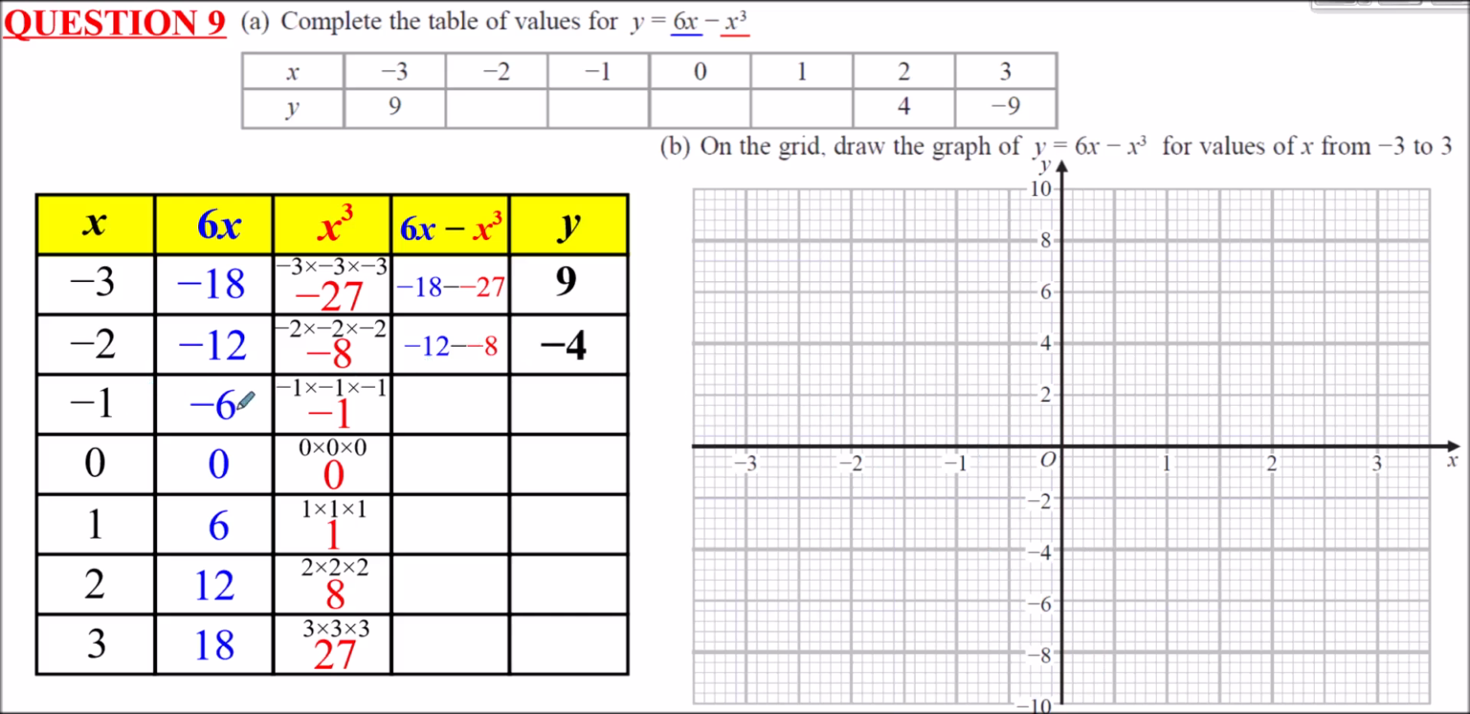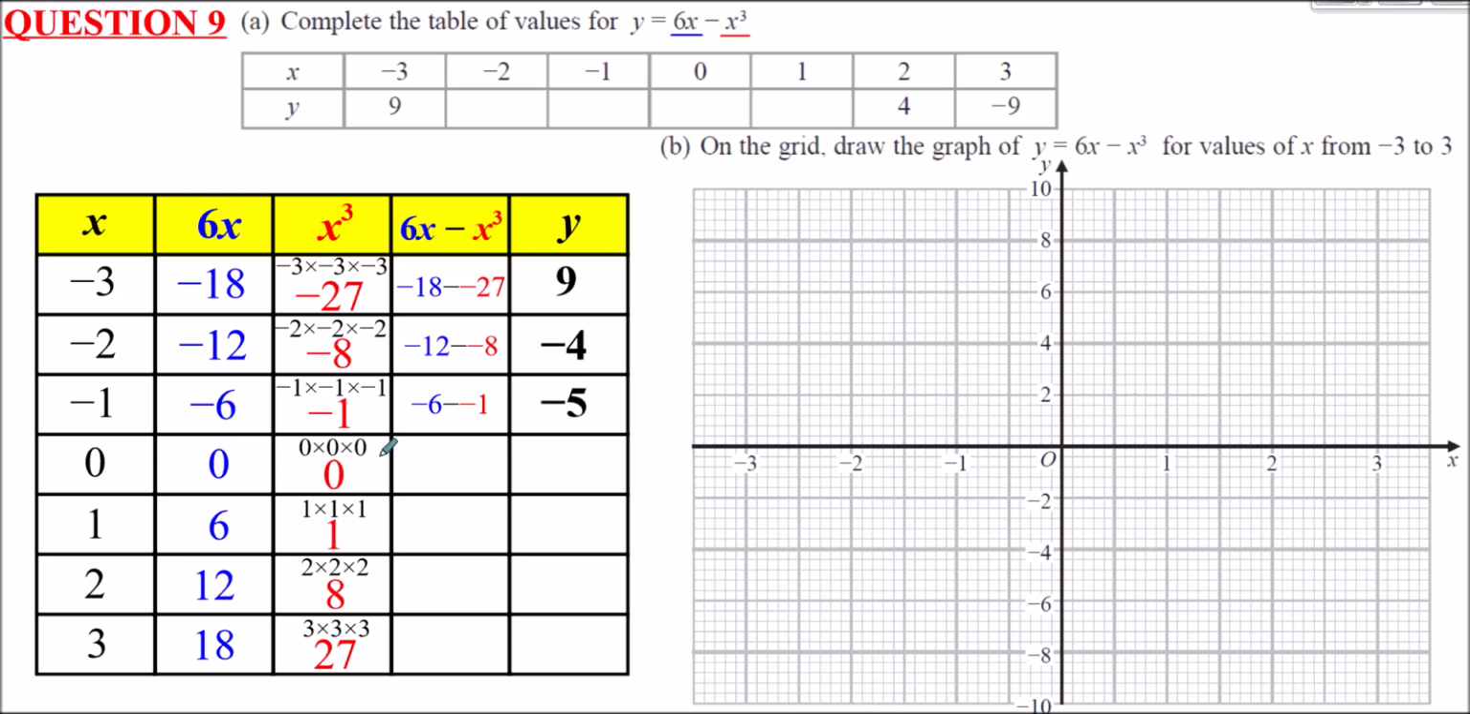When x is negative 1, 6x is minus 6. Then we're going to subtract away minus 1. Minus 6 minus minus 1 is the same as minus 6 plus 1. So starting at minus 6, go 1 higher. That would take us to minus 5.